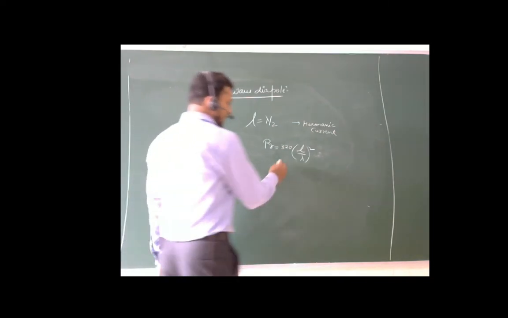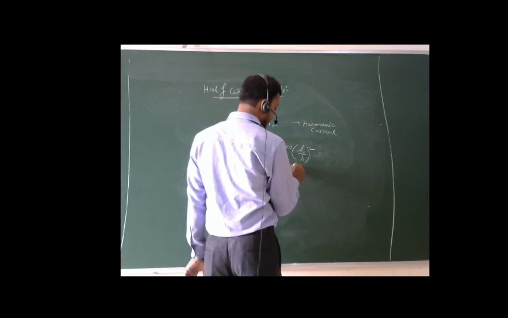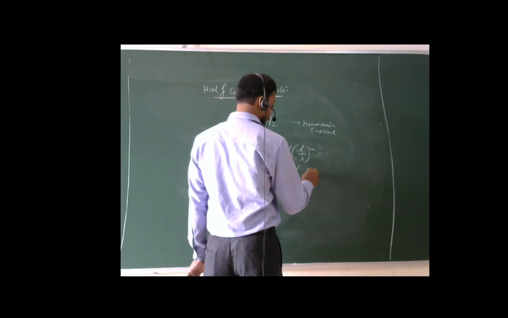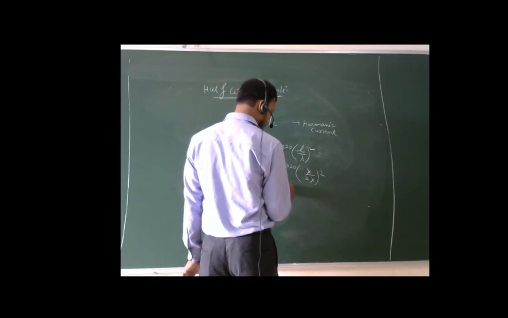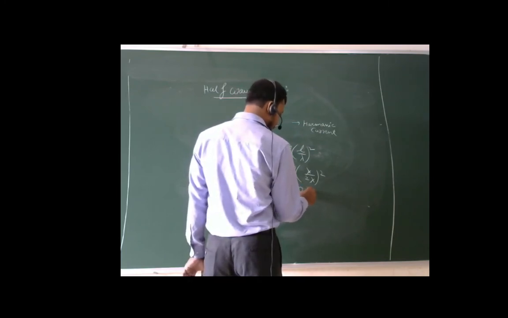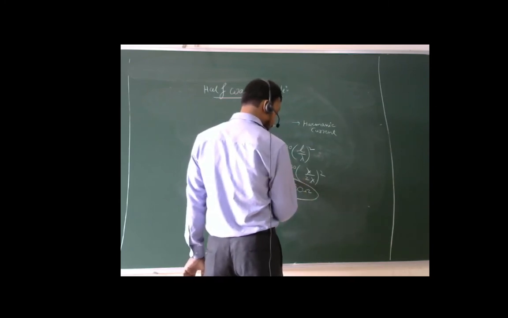So this L is lambda by 2. So we have 320 into (lambda by 2 over lambda) whole square. This lambda gets cancelled out and we get 80 ohm. So we get 80 ohm ideally.